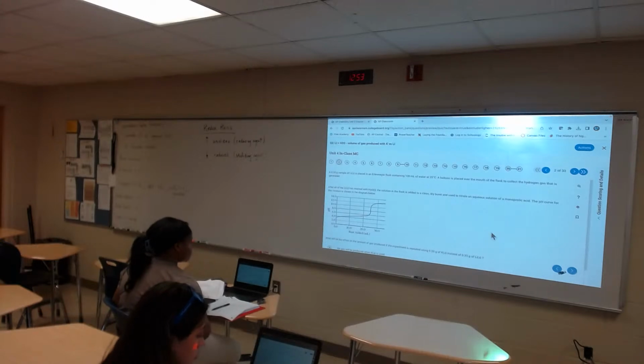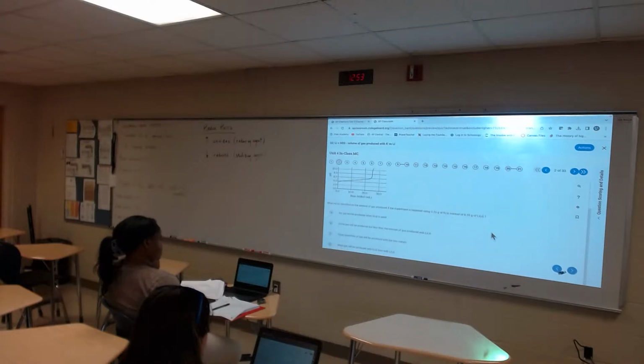After all the lithium has reacted with water, the solution in the flask is added to a clean, dry burette and used to titrate an aqueous solution of monoprotic acid. This is not going to be anything new with the question. The pH curve for this titration is shown in the diagram below. So we'll come back to titration in a few days. All right. I don't think that has everything in this question. It might.